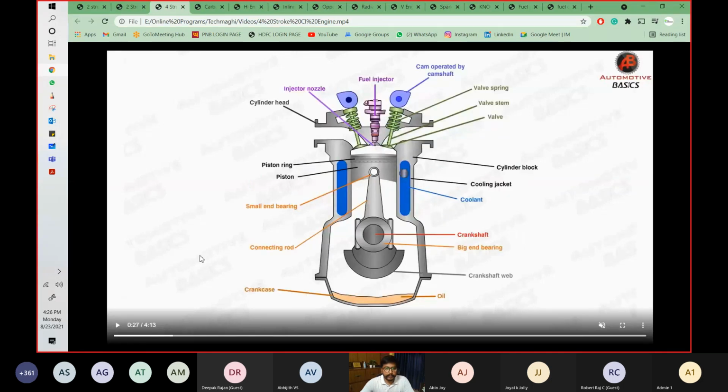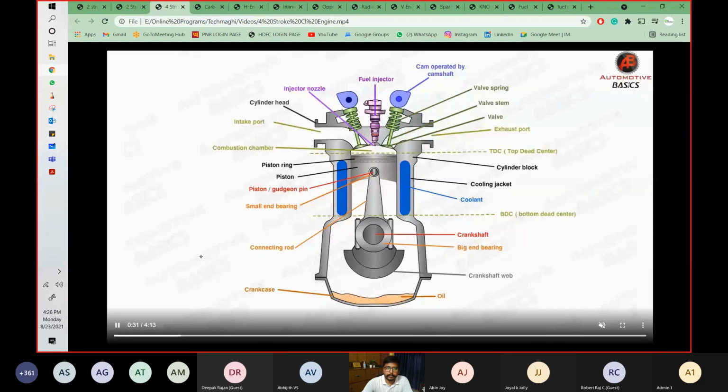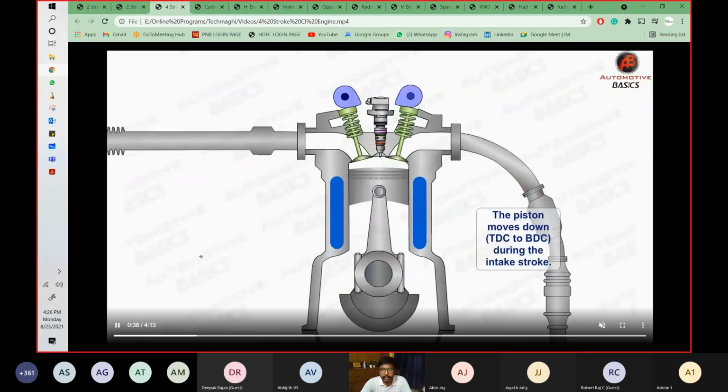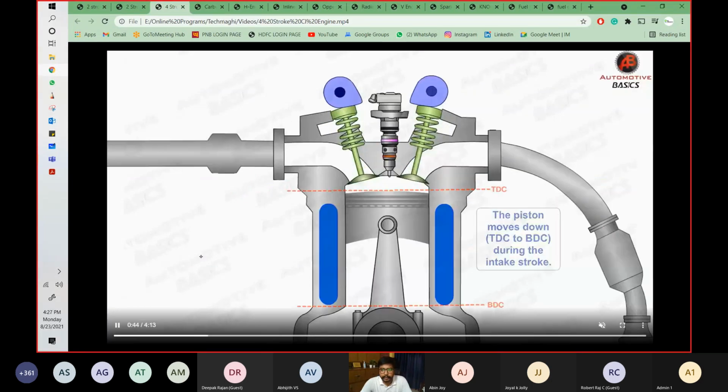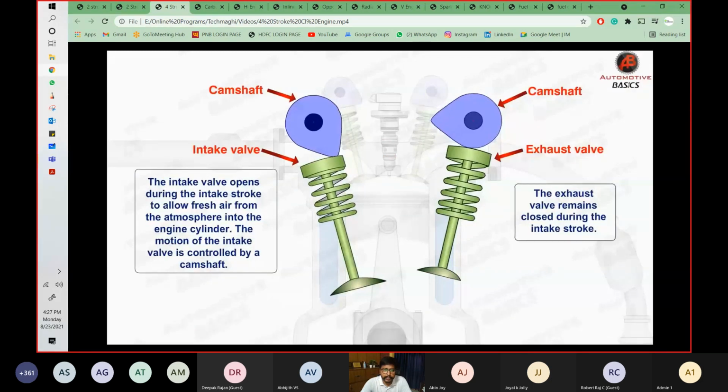So this was the video that I showed you in the morning session when I was discussing the parts of the engine. I'll explain everything again. These are the parts of the engine attached. And now the intake stroke happens. First of all, the air will come inside. So these are the valves, intake valve, exhaust valve, and these are the cams. They are mounted on the camshaft. Now you see, this is how these are operating.